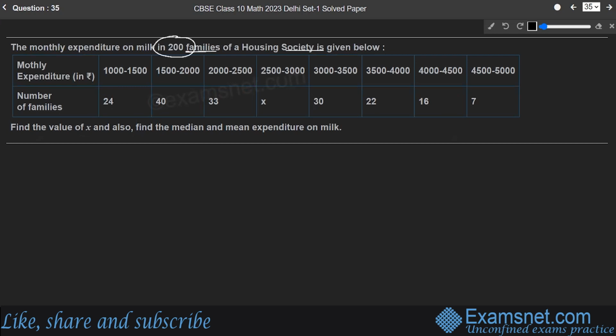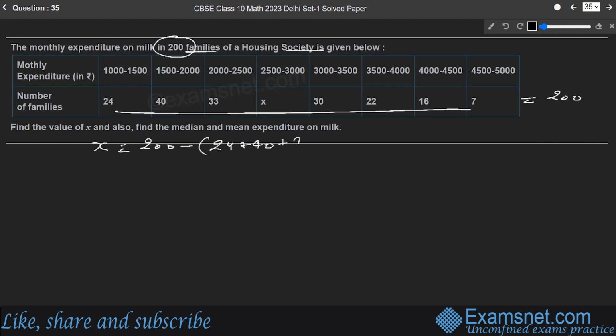So we can calculate the x value. The number of families are given here and their total is 200, so we can find out x. x will be nothing but 200 minus the sum of all the rest of the number of families, that is 24 plus 40 plus 30 plus 33 plus 22 plus 16 plus 7. That becomes 200 minus 172, which is 28. So the x value is coming out to be 28.